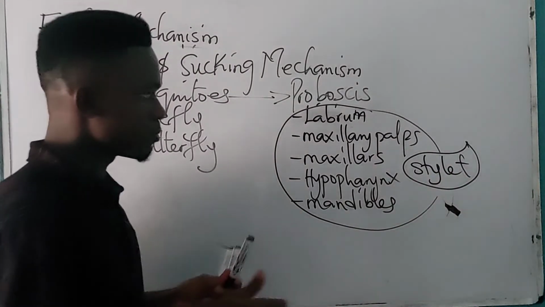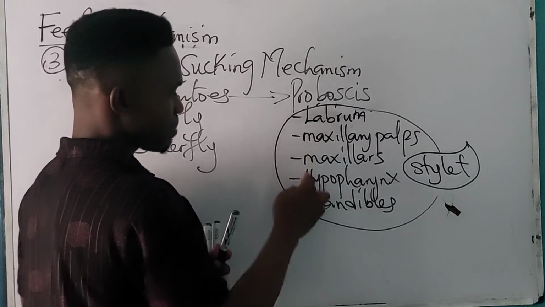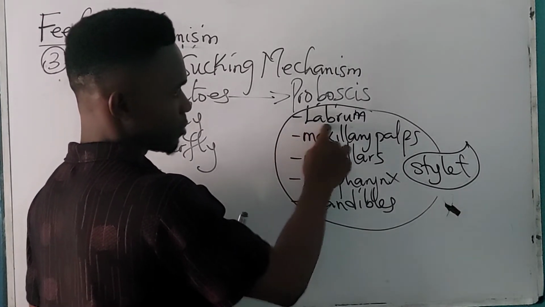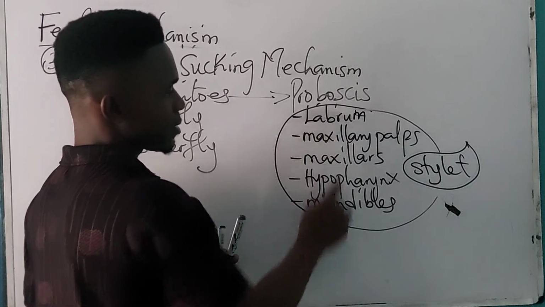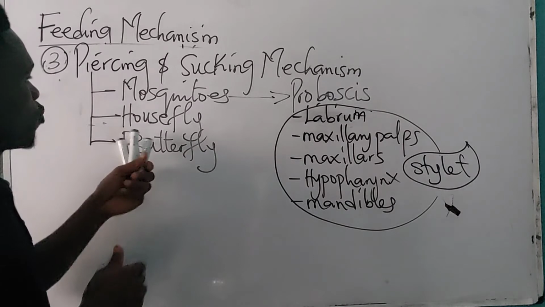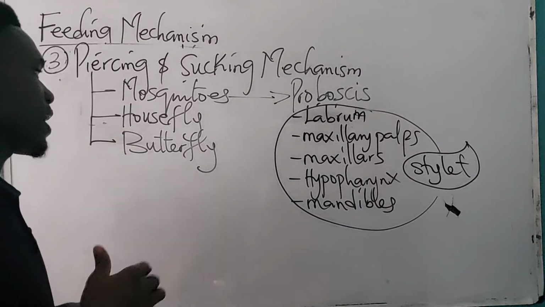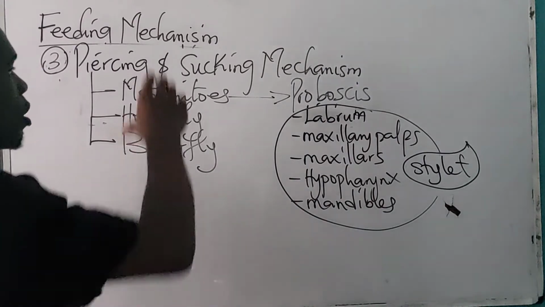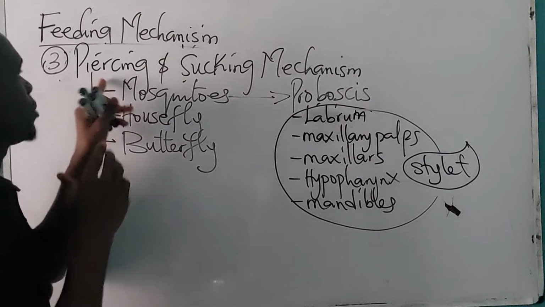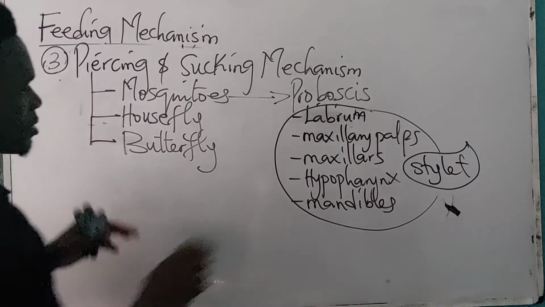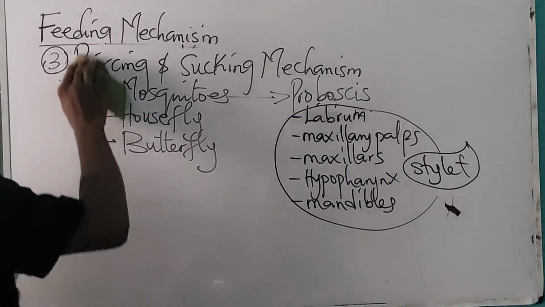Please take notes. All these mouth parts are sharp except the labrum. The labrum is not as sharp as these other mouth parts. So please take note of that. Now, what about the housefly? The housefly has a proboscis as well for sucking. All of them have the piercing and sucking mechanism. So please take note of that. I believe this one is well comprehended.